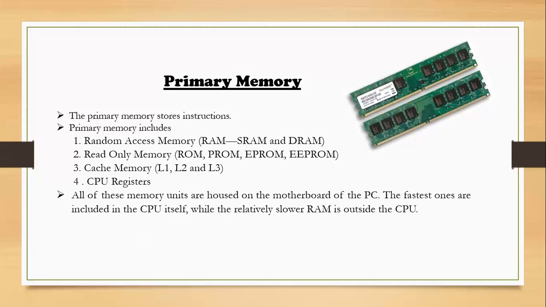EEPROM stands for electrically erasable programmable read-only memory. Okay, so then comes cache memory. Look at within parenthesis, within bracket. It's been mentioned that L1, L2, L3. L stands for level. Level 1 cache, level 2 cache, level 3 cache. Then the fourth one is CPU registers.